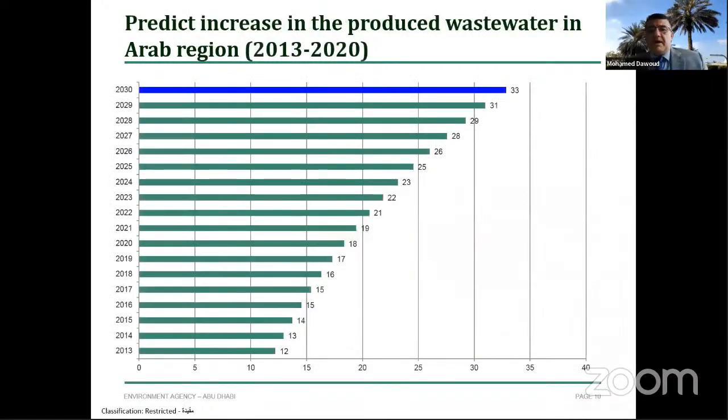Our expectation, based on the modeling of these volumes and the prediction of these volumes, means that by 2030, the total treated wastewater production will reach about 30 billion cubic meters a year. This is a huge amount of water, and if we are not ready to utilize this water, it will be discharged back to the environment or to the water courses.